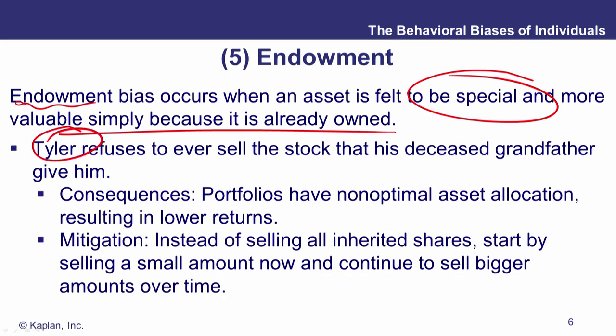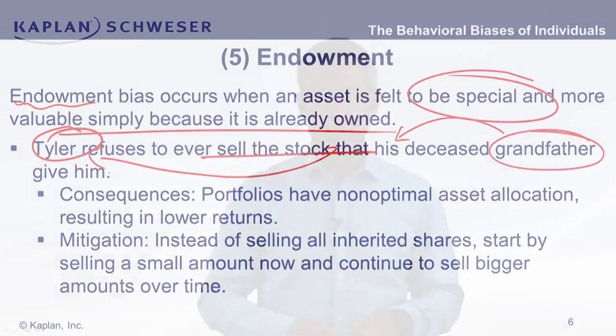Tyler here is refusing to ever sell the stock that his deceased grandfather gave him. Now look, that's okay. It may very well be endowment bias there. It's very special to him. It's been in the family for years. His grandfather gave it to him. So rather irrationally and emotionally, he's refusing to ever sell it unless somebody comes along and pays a huge premium, which reflects how special his grandfather was to him. That's a way of endowing an investment with emotional value that isn't really there.